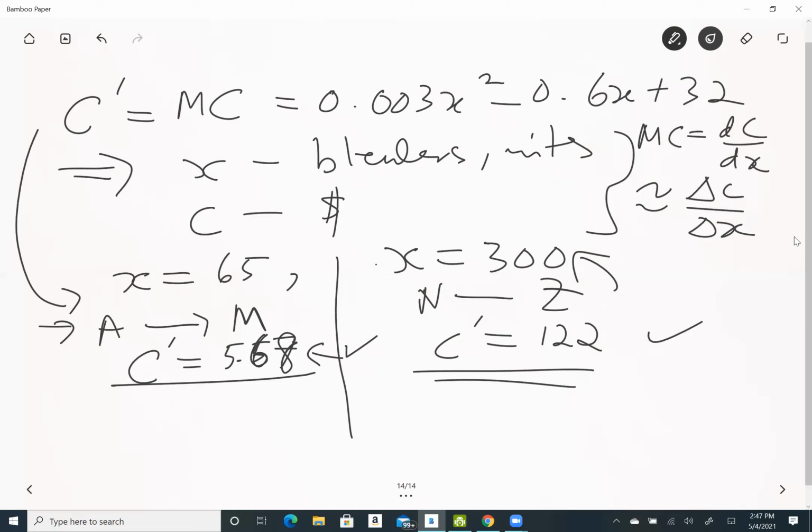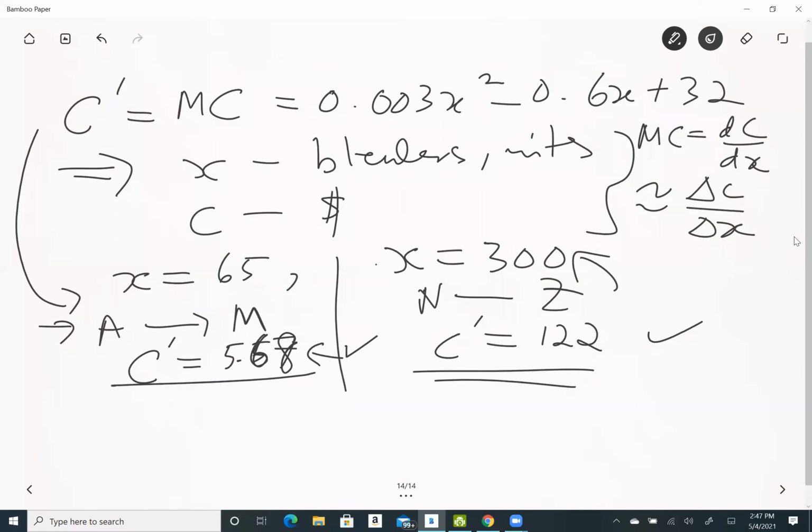Okay, anybody got it yet? Yes, sir. Okay, good. Go ahead. So when we produce kitchen blenders 1 more unit, the revenue will increase by $122 at x equal to 300.